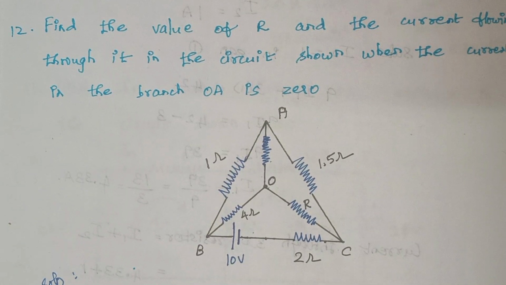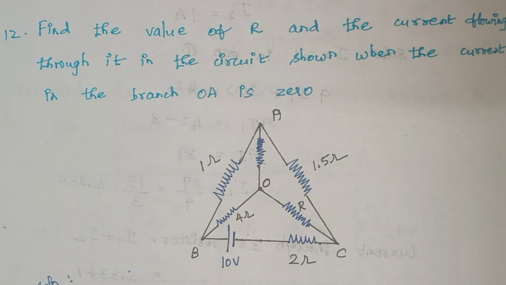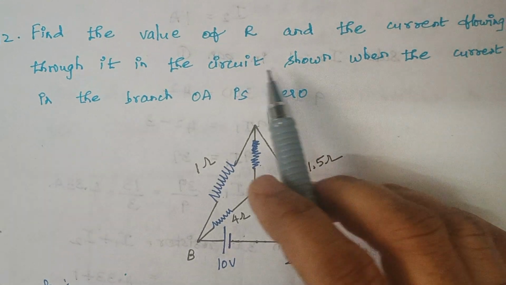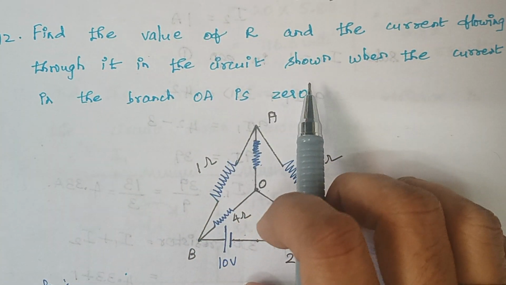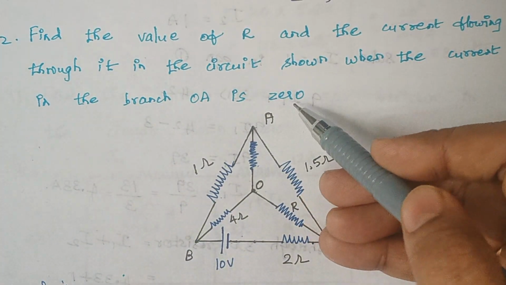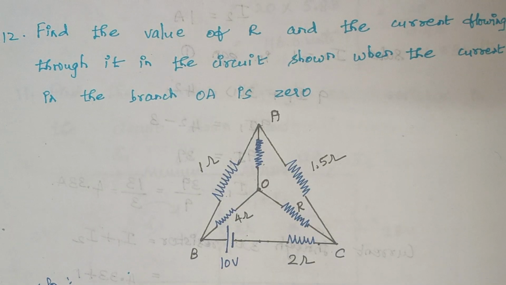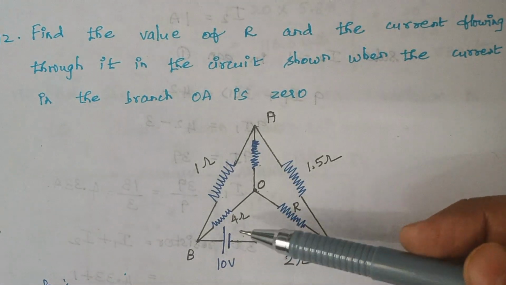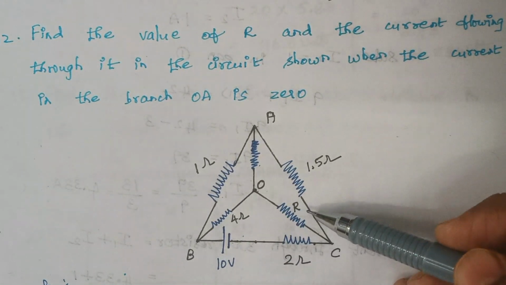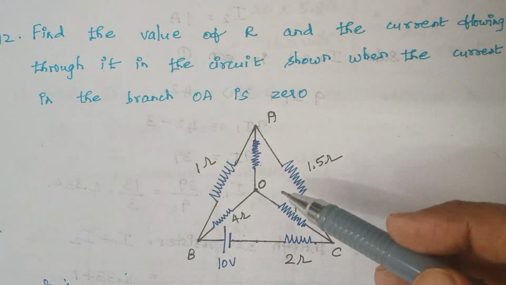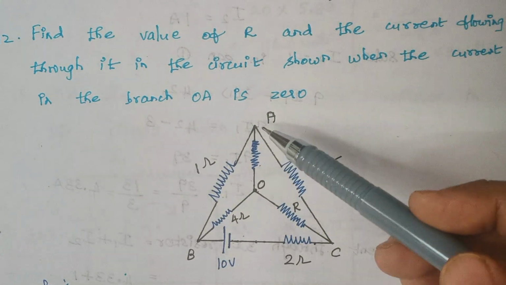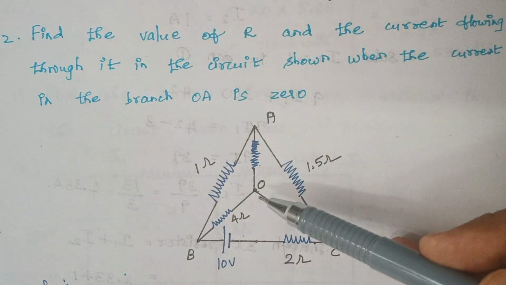Today we are going to solve problem number 12 and 13. So here comes the problem. Find the value of R and the current flowing through it in the circuit shown when the current in the branch OA is 0. So this is the given circuit diagram, and in this circuit diagram we are asked to calculate the value of R and as well as the current flowing through this R when the current flowing through this branch OA is 0.